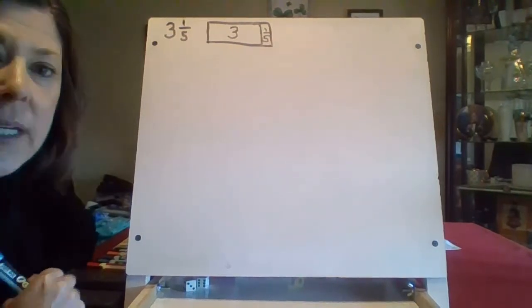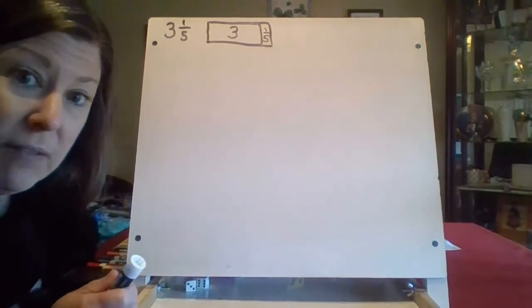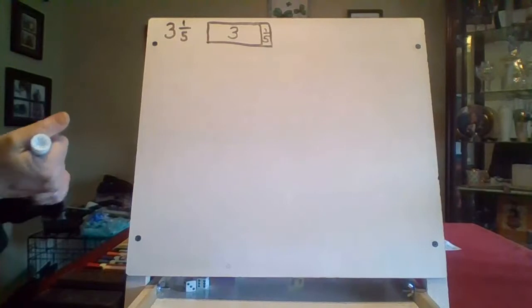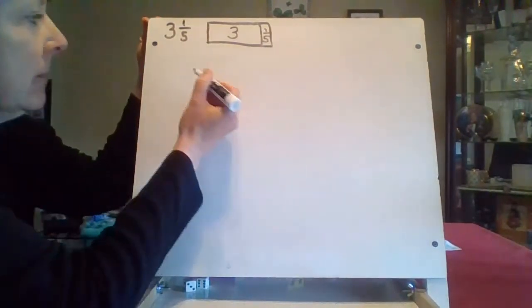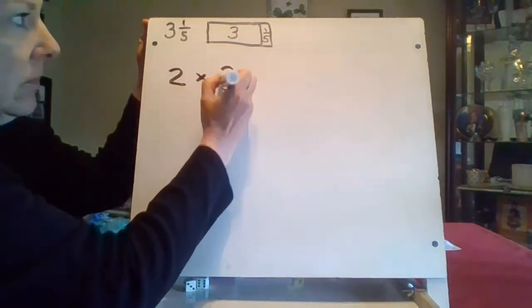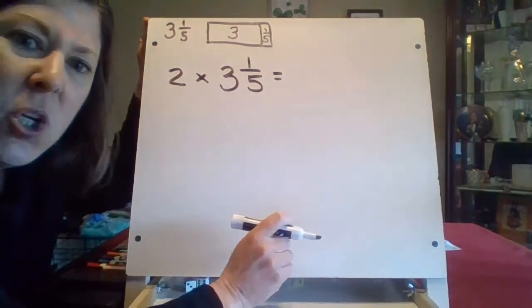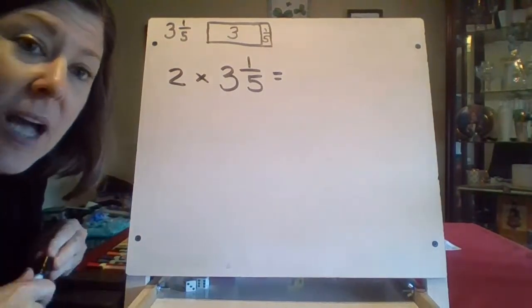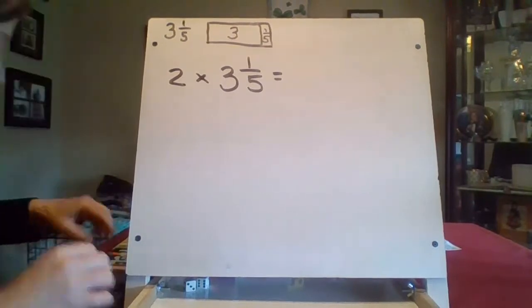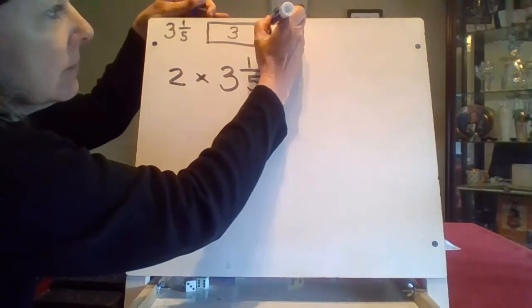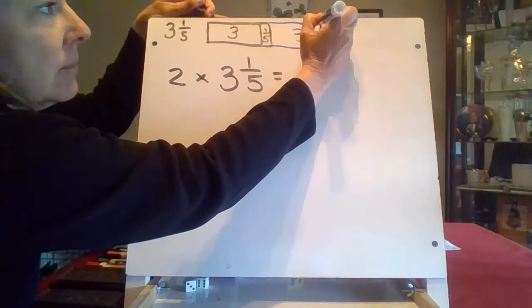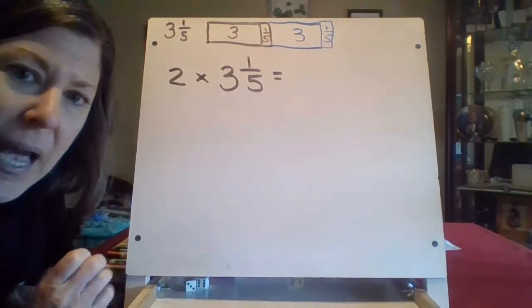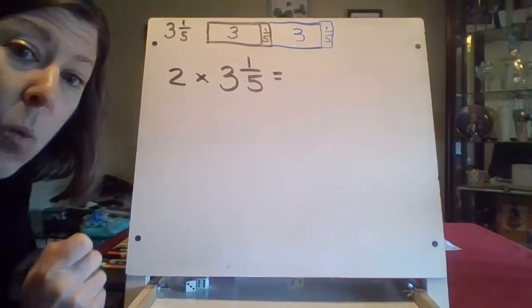So if you look at my board, I drew a tape diagram representing 3 and 1/5. This is representing my 3 wholes, and this is representing my little extra part of the 1/5. But let's say I have 2 times 3 and 1/5, or 2 copies of the 3 and 1/5. So I'm going to make another tape diagram so that I have 2 3 and 1/5s. So if you look at my tape diagram, I have 2 3s and I have 2 1/5s.